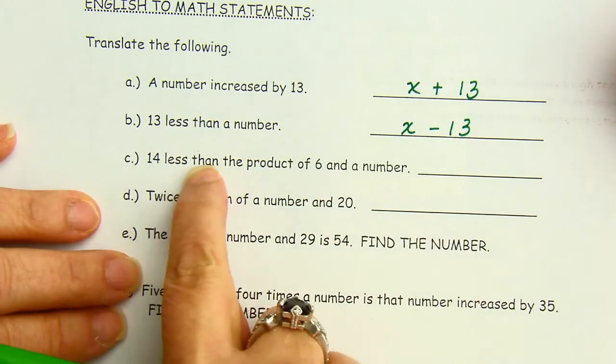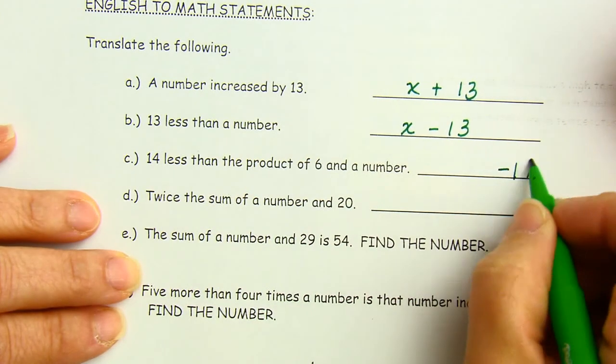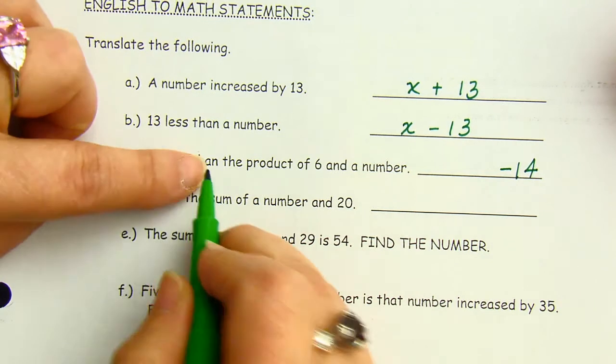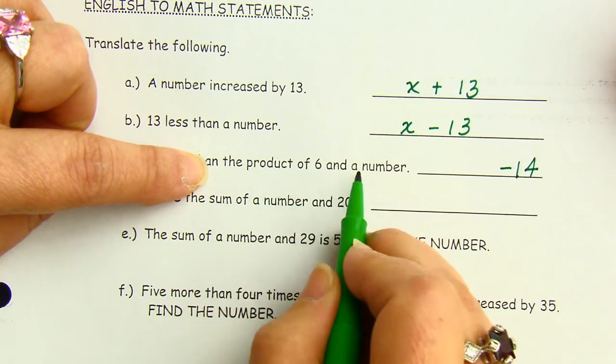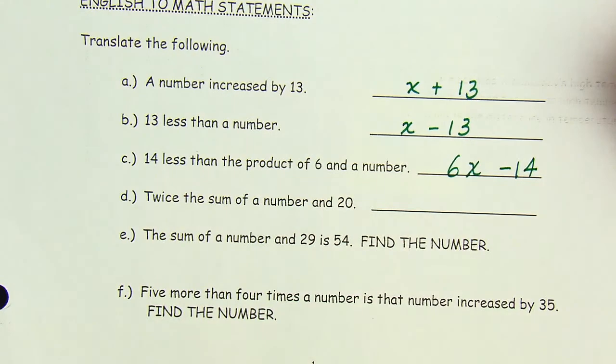14 less than something. So I know I'm going to subtract 14 from something. Okay, 14 less than, less than what? The product, this is multiplication, of 6 and a number. Well, here's the product of 6 and a number. I like to use x for my number.